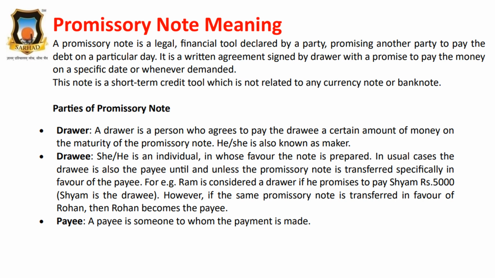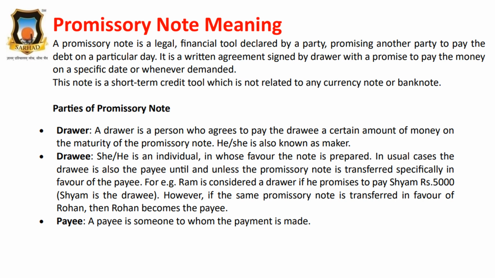This is a written agreement signed by the drawer who makes the promise to pay the money on the specific date or whenever demanded. This note is a short-term credit tool which is not related to any currency note or bank note. This note is definitely a bank note. It means we can understand with a simple word, that is bank check. So promissory note means someone gives you a promise to pay the money after some time or whenever demanded. He or she is going to give you money. This is a promissory note.